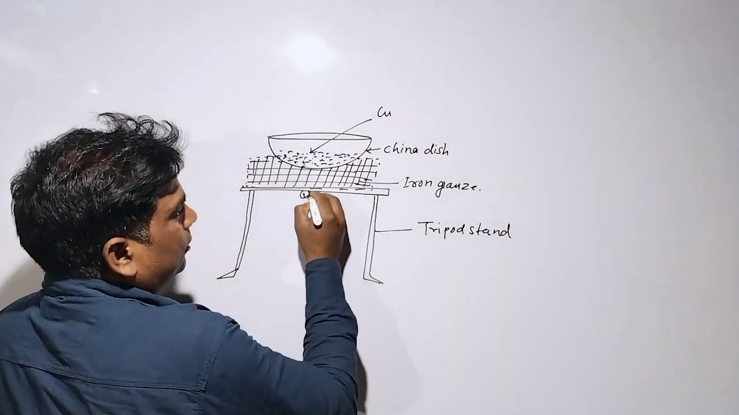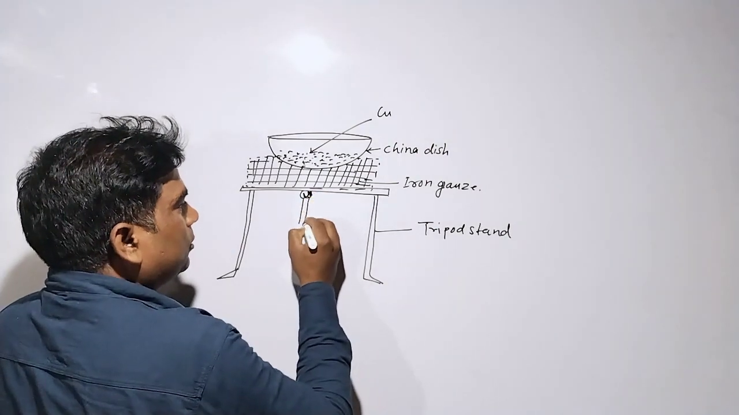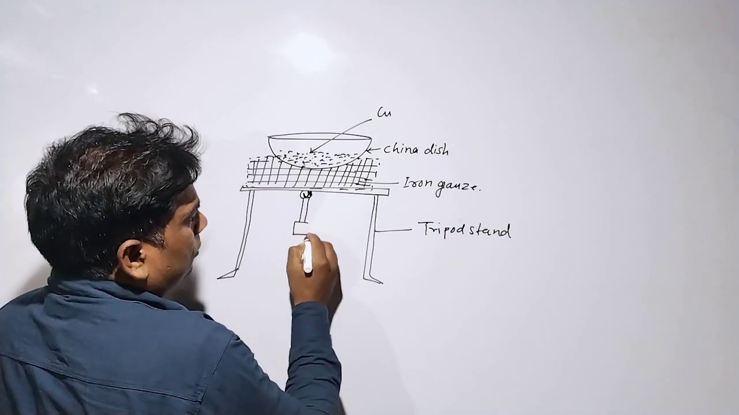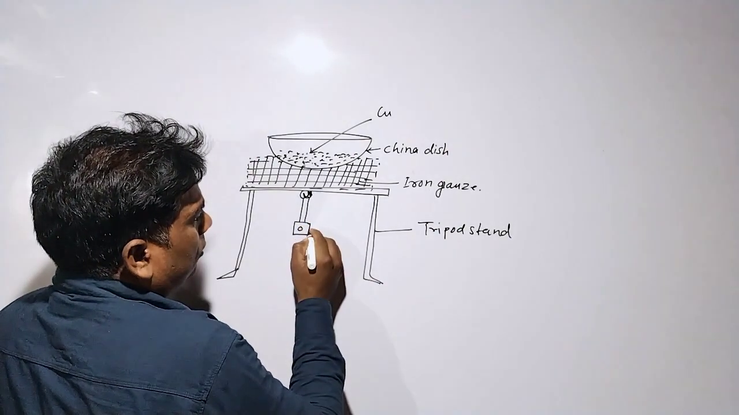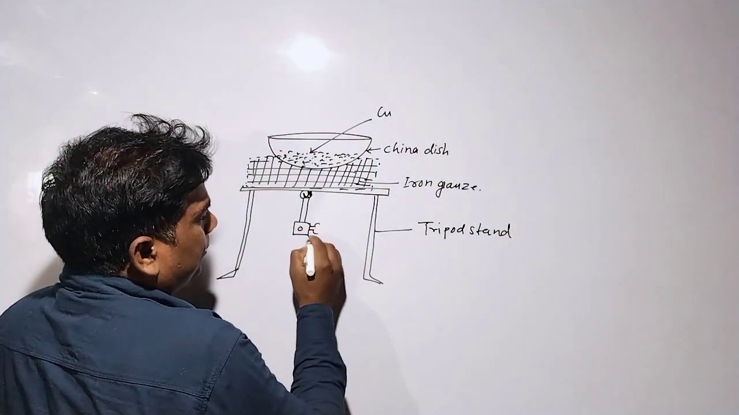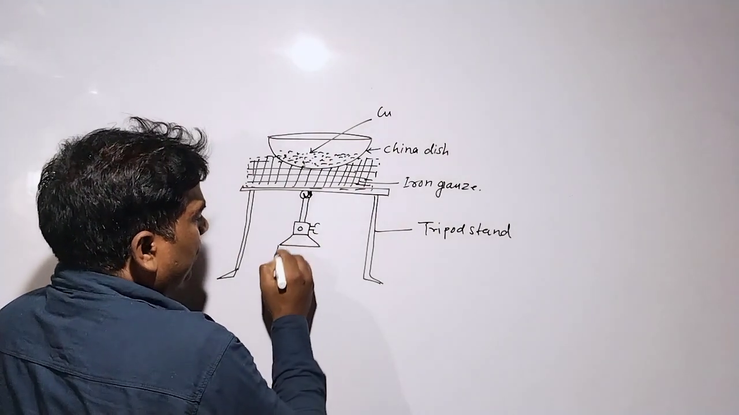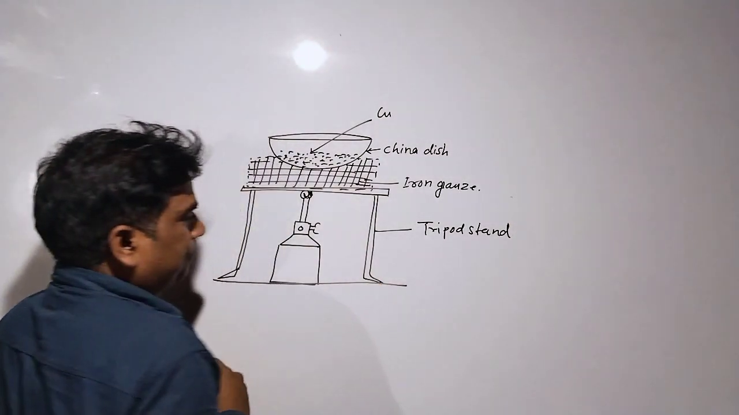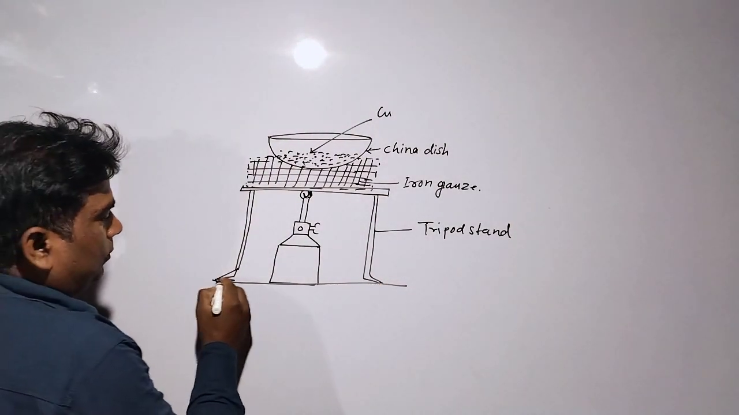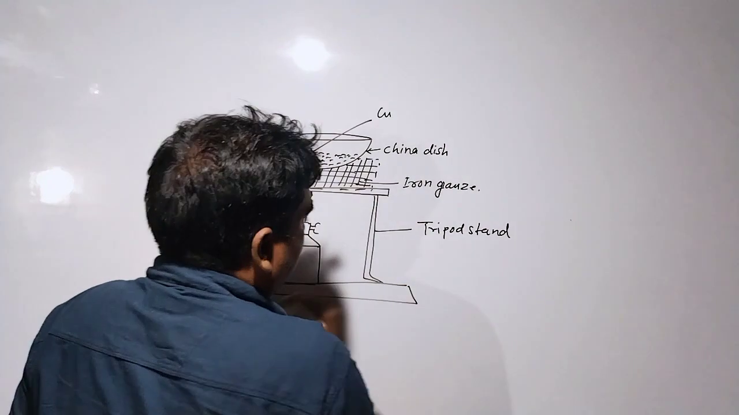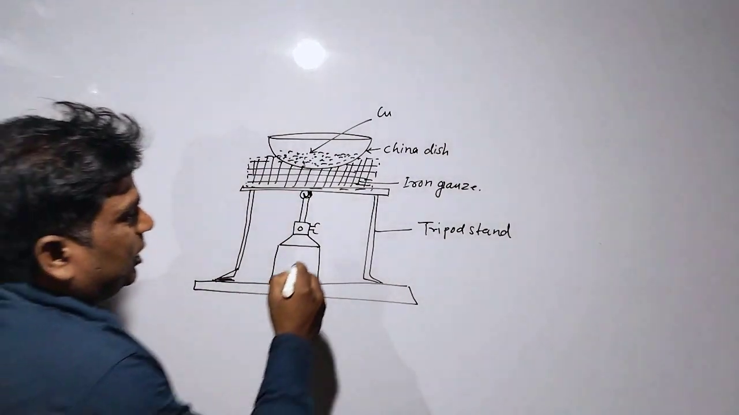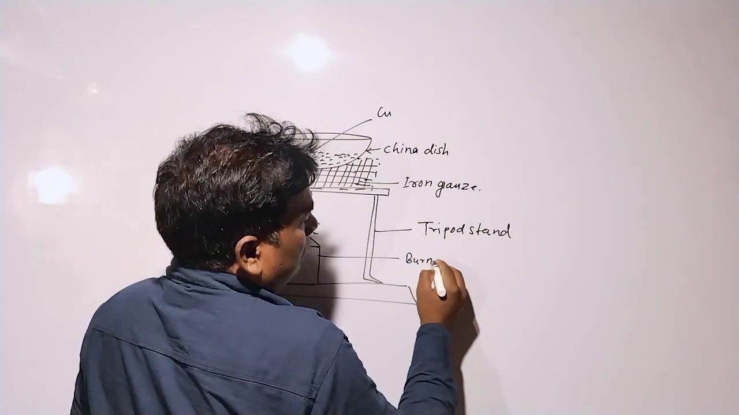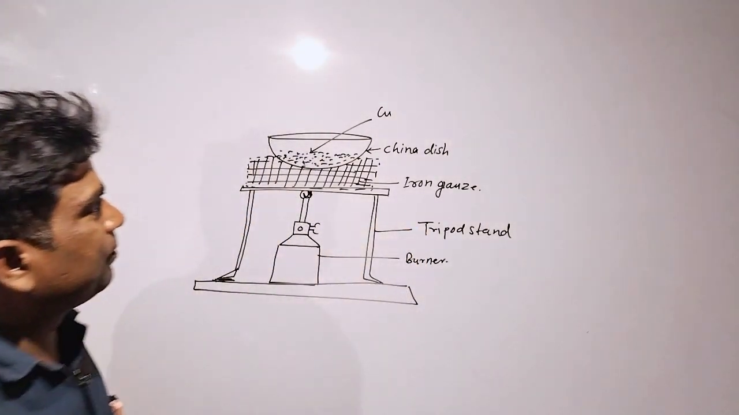And for the heating condition, we heat the copper. We take one burner. This apparatus is called a burner.